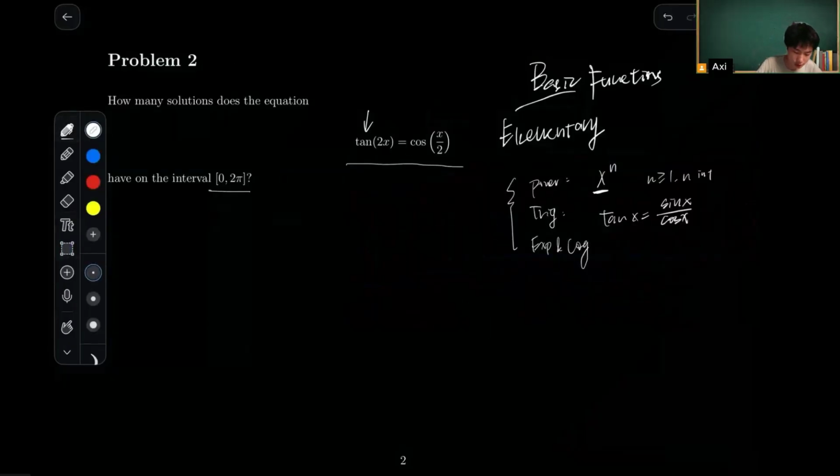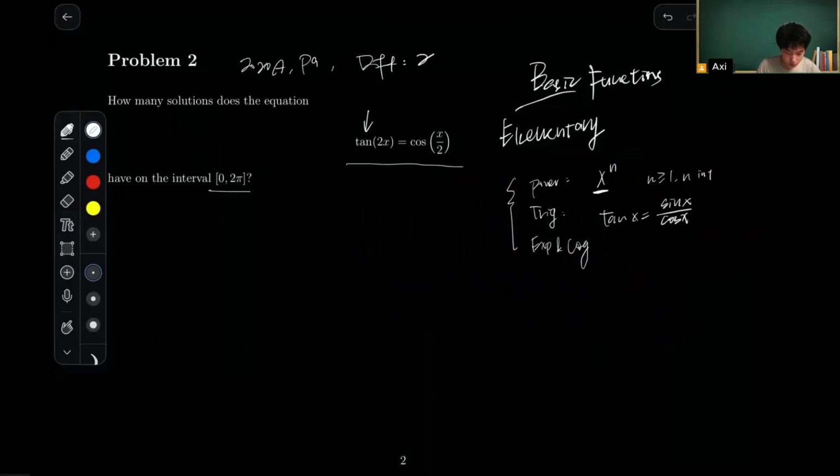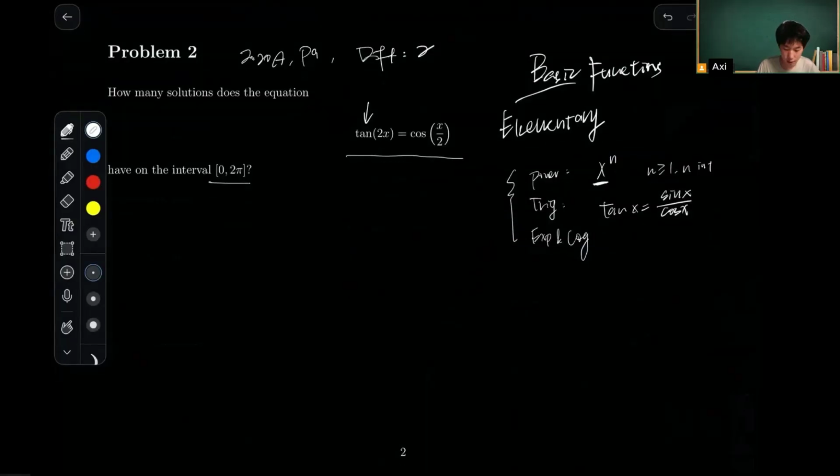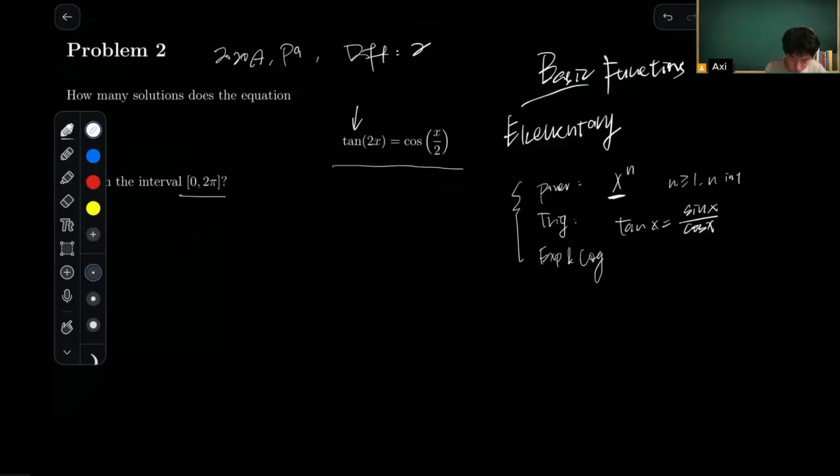This problem is actually an AMC12 problem, and I give it a difficulty of 2. So let's try and solve this. For this problem, I am not emphasizing the trig functions, so I'm just going to show you what the functions look like. So for tangent of 2x, let's graph this thing by hand. And since we're focusing on the interval 0 to 2 pi, we'll put it here first.